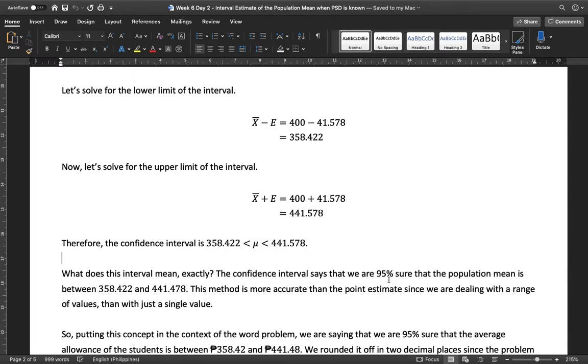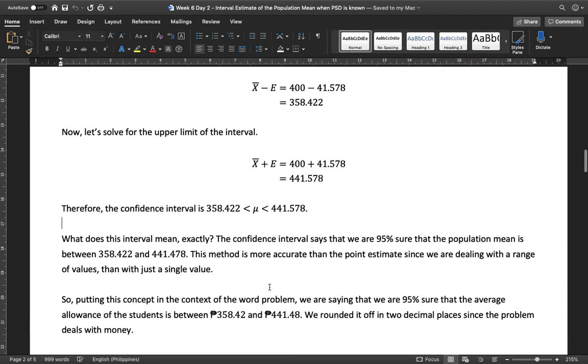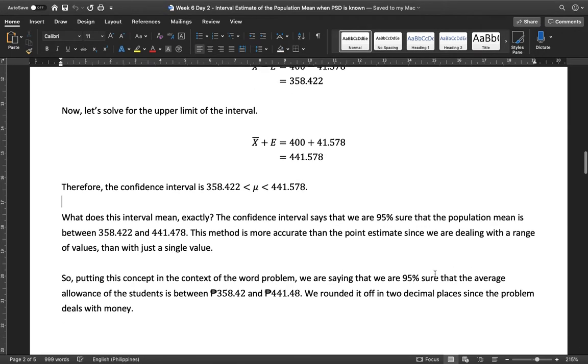Kasi estimation lang siya. So, we can say that it's more accurate than the point estimate kasi we're dealing with a range of values than with just a single value. Imagine the chances na tumama ka with just a single value. It's slimmer than having a set of values. Imagine, no? So, remember, we have a context of a word problem here. So, we are 95% sure that the average allowance of the entire students, not just the sample, is between 358.42 pesos and 441.48 pesos.